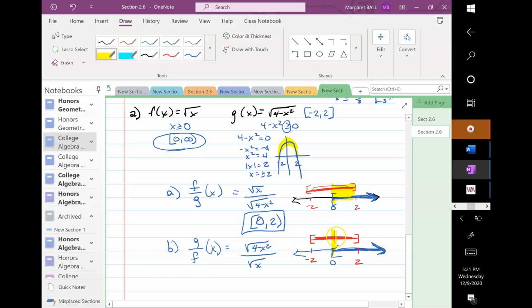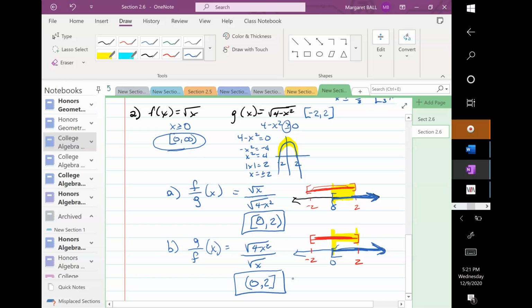Okay, so from 0 to 2, that's where the overlap is. Can it be 0? If you plug in 0 here, the square root of 0 is 0. That's making that denominator be 0. So I can't have 0. Can it be 2? Square root of 2 is 2. That's fine. 4 minus 2 squared, that's 0. The square root of 0, that's 0. That's fine. So it can be 2, but it can't be 0. And there you go. Okay, so that's how you deal with the radicals. You have to be a little bit more careful on that.